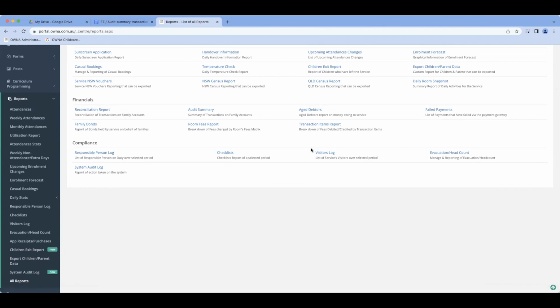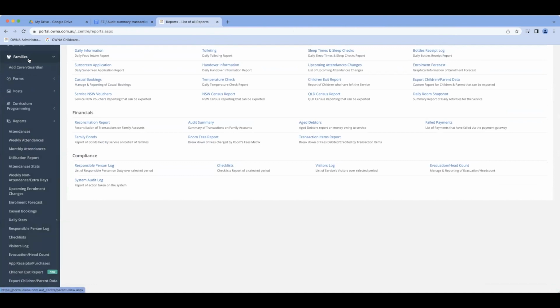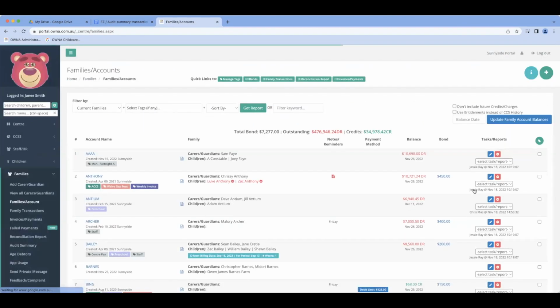Now, before I go into these specific reports, I might just quickly run through, and I know Pete normally goes through this in his weekly training, but under families and accounts, just keep in mind, anytime you run any of these financial reports, and I do this as a habit, I always balance my accounts. What I mean by that is, if you go to your families and then family/account, you'll see a balance column here, and generally you'll see a date under that balance number.